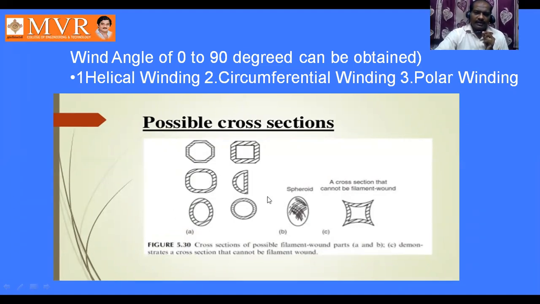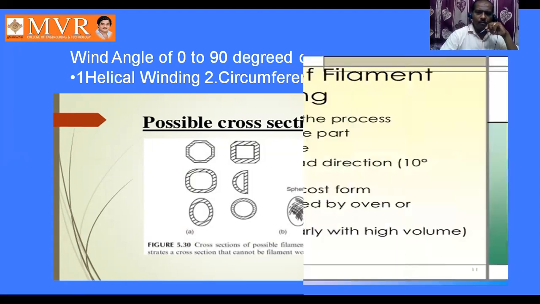That means A, B are possible methods to wind a material so that we can have an exact winding. If this C is observed, this is an improper method, or it demonstrates a method where winding cannot be done. So a cross section that cannot be filament wound is like this. If any cross section is like this, the filament cannot be wound properly. So that is the thing to remember here.